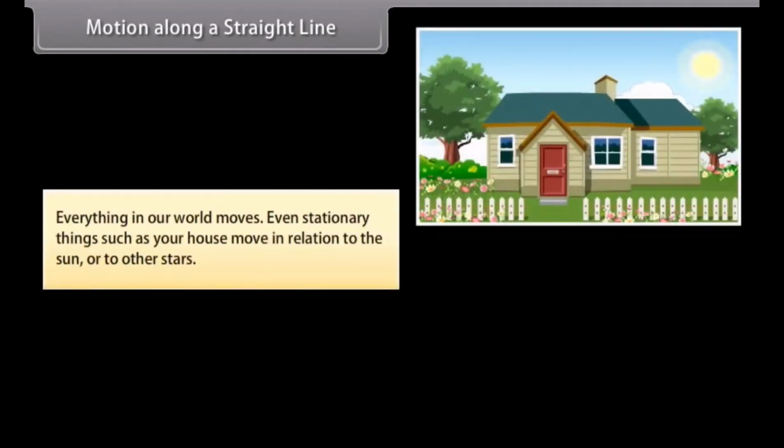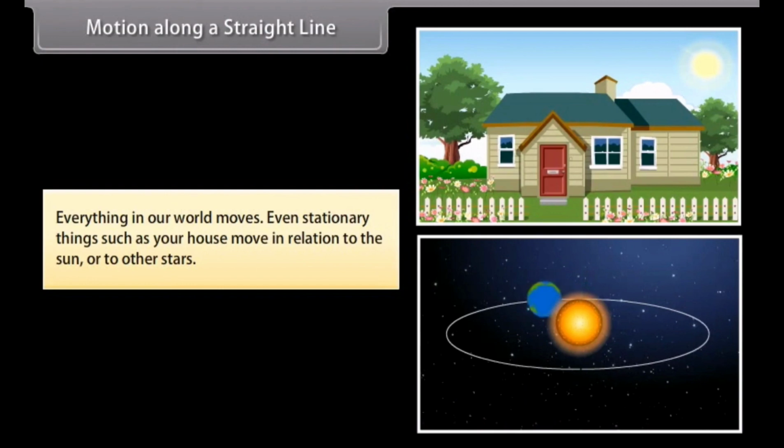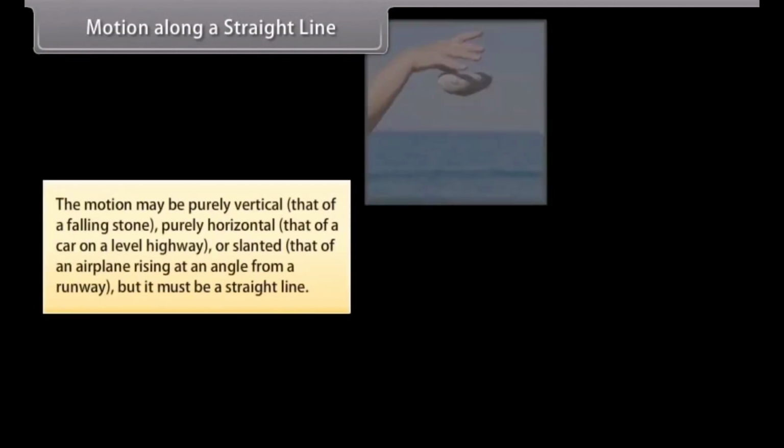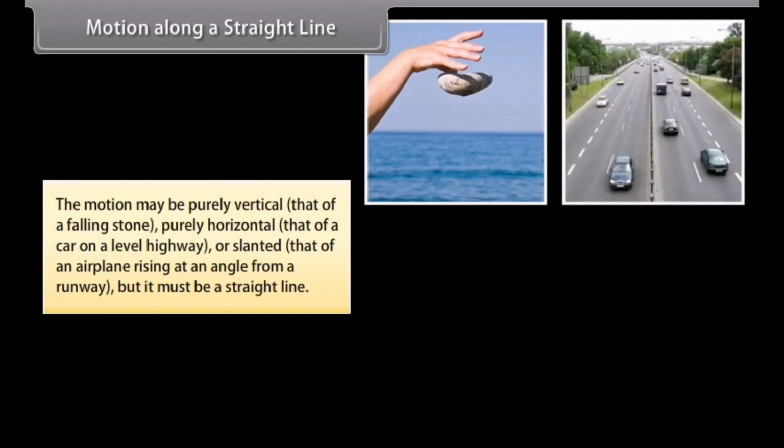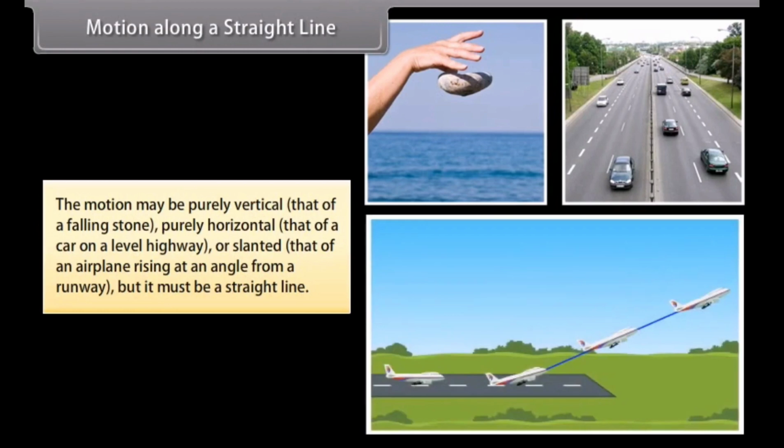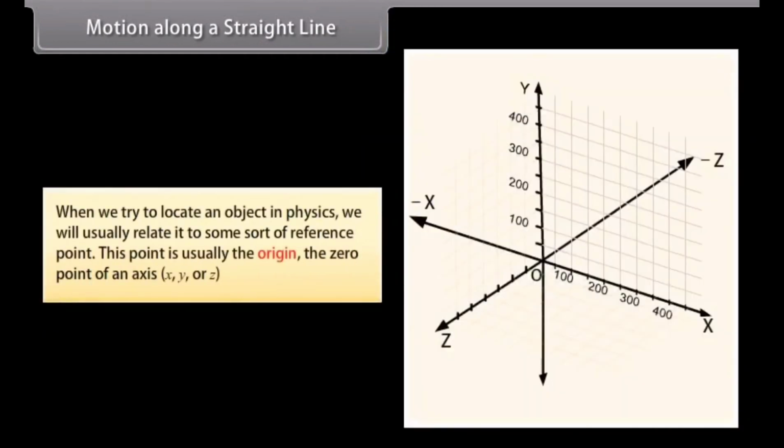Motion along a straight line. Everything in our world moves. Even stationary things such as your house move in relation to the sun or to the other stars. The motion may be purely vertical, that of a falling stone, purely horizontal, that of a car on a level highway, or slanted, that of an airplane rising at an angle from a runway, but it must be a straight line. When we try to locate an object in physics, we will usually relate it to some sort of reference point. This point is usually the origin, the 0 point of an axis, x, y or z.